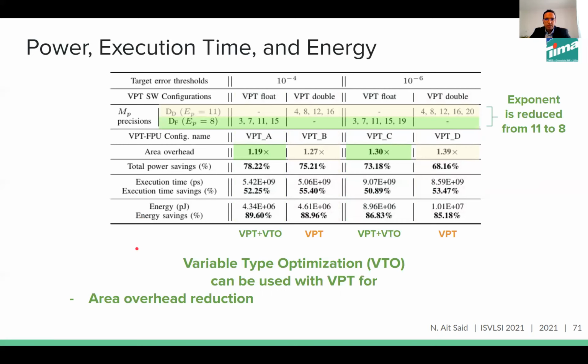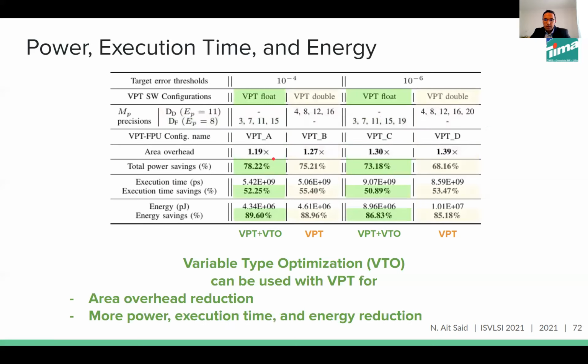So if we evaluate this possibility too, the advantage is that we can also reduce the area overhead by decreasing the exponent from 11 to 8. For example, here the area overhead is reduced from 1.27x down to 1.19x. Power, execution time, and energy savings can also be improved. So the gains can be increased a little bit, but the most important here is the effect on memory transfers.